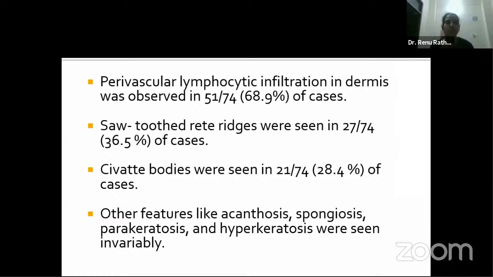Other features which were seen were perivascular lymphocytic infiltration in the dermis. It was also observed in 51 of the cases. Sawtooth rete ridges were seen in approximately 27 cases. Civatte bodies were seen in 21 cases. And other features like acanthosis and spongiosis, parakeratosis, and hyperkeratosis were also seen invariably.